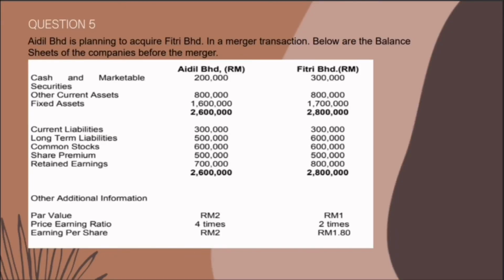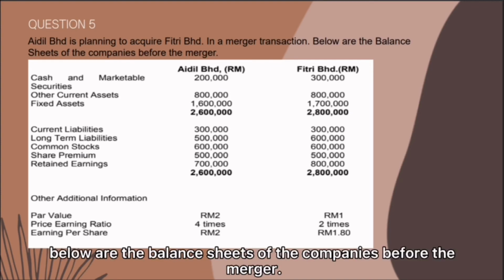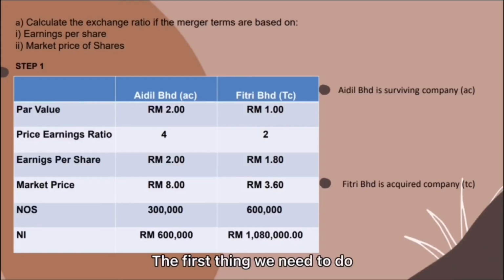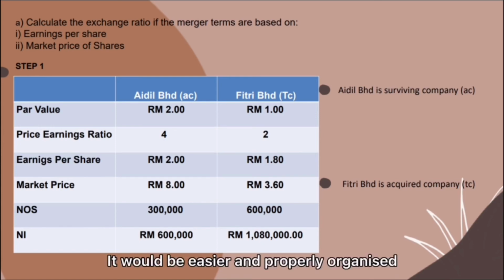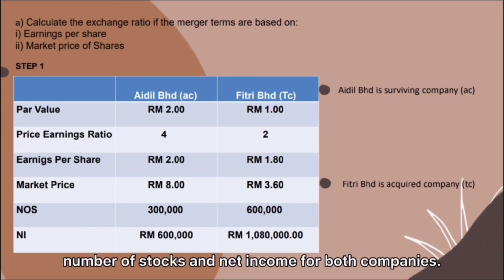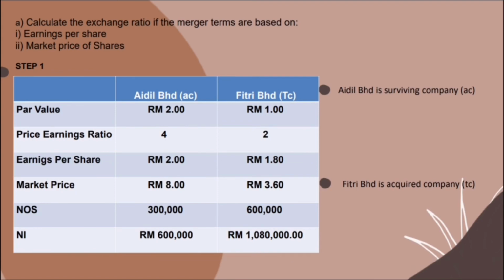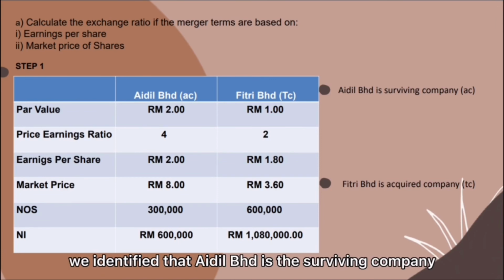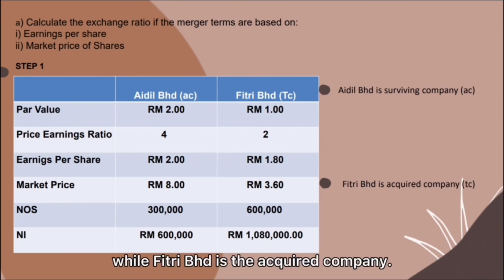First and foremost, the question is about Aidil Berhad planning to acquire Fitri Berhad. In a merger transaction, below are the balance sheets of the companies before the merger. The first thing we need to do when we encounter this kind of question is to plot a table as shown above. It would be easier and properly organized to calculate the market price, number of stocks and net income for both companies. According to the question, we identified that Aidil Berhad is the surviving company while Fitri Berhad is the acquired company.